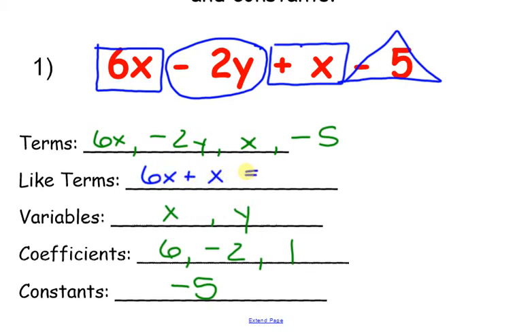Now, how do you combine those? Well, what you do is ignore the variable and the exponent. Add the coefficients together. What is 6 plus? Remember, there's an invisible 1 here. So 6 plus 1 is 7. Now, take the variable and put it back. So your answer is 7x.